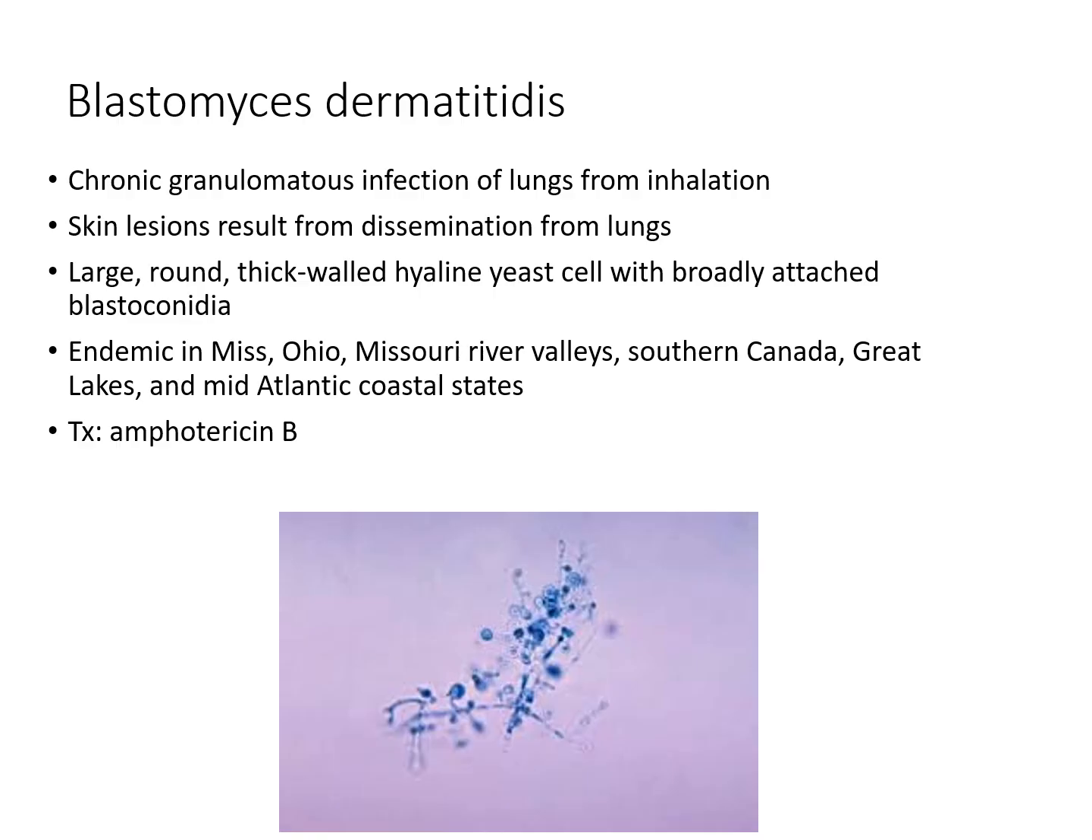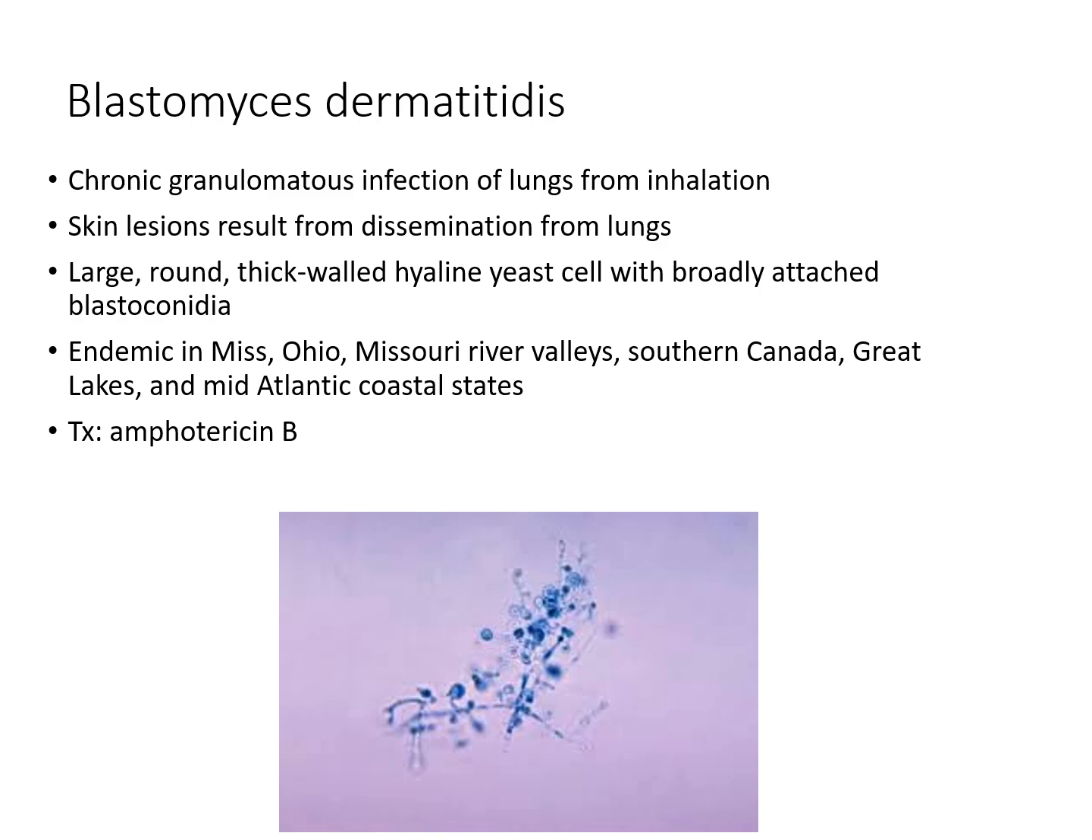Blastomyces dermatitidis causes a chronic granulomatous infection of the lungs, typically acquired through inhalation of airborne conidia. The initial pulmonary infection can resemble other respiratory illnesses and may go unrecognized. In some cases, the infection disseminates from the lungs to other parts of the body, most commonly the skin, resulting in characteristic skin lesions. In tissue, Blastomyces appear as large, round, thick-walled, hyaline yeast cells with broadly attached blastoconidia, often described as having a broad-based budding appearance.